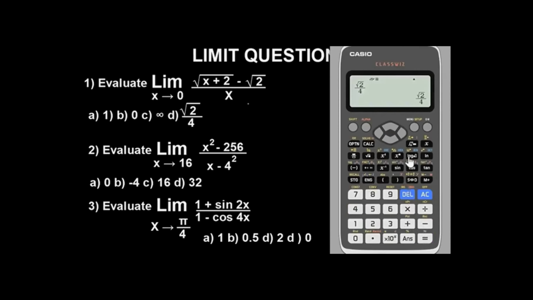So now to convert this fraction into a decimal, we press S-D. It's as simple as that, guys. Exactly. So this is the answer. This was what we got when we simplified this. So guys, this is the answer, option D.